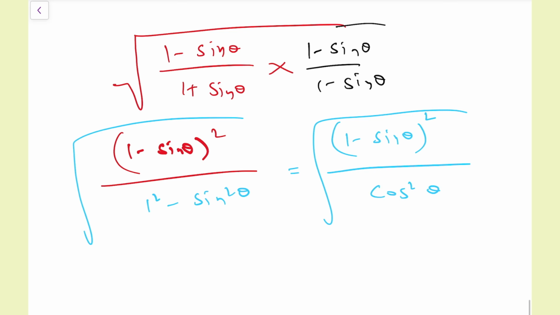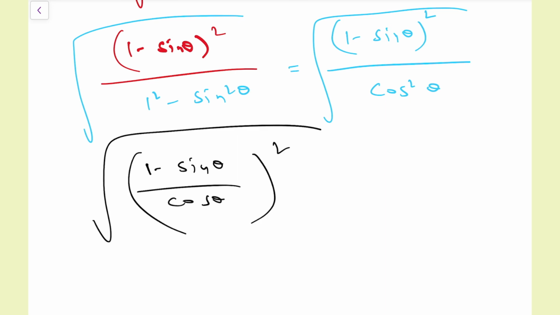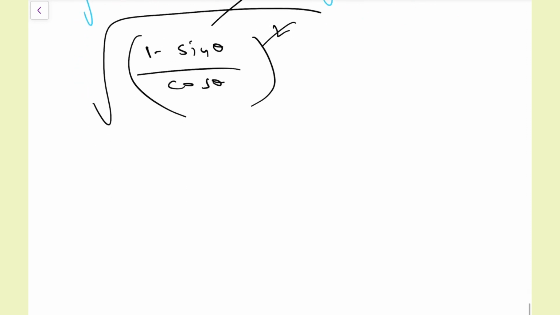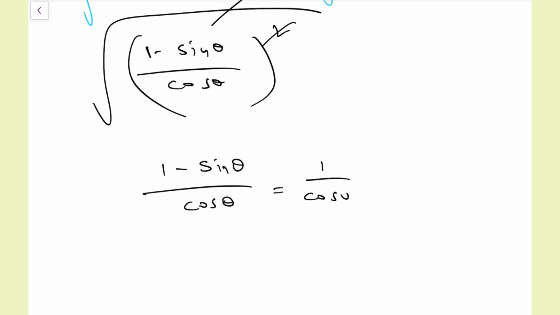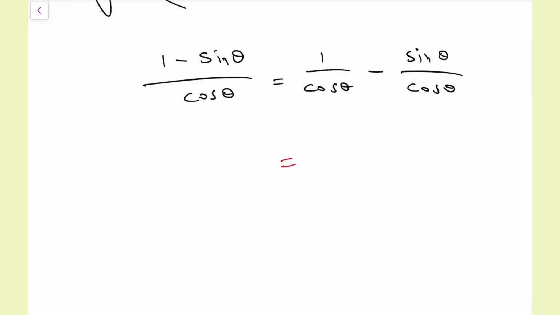In the numerator we have square, in the denominator we have square, so that can be written as (1 minus sine theta) divided by cos theta, whole square, under root as it is. Under root and square cancel. So we remain with 1 minus sine theta divided by cos theta. Let us separate it. 1 by cos theta minus sine theta by cos theta. 1 by cos theta is secant theta, minus sine theta by cos theta is tan theta. So this is the answer.